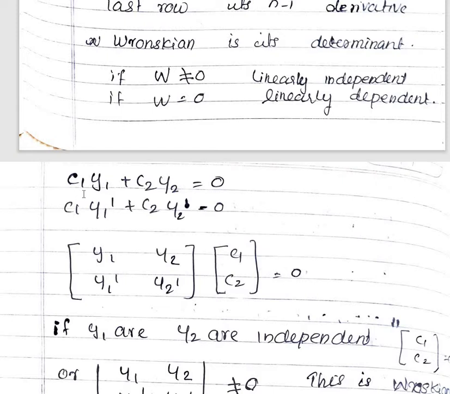In the simplest case, c1y1 plus c2y2 is equal to 0. We have to differentiate. Here there are two functions or solutions, y1 and y2, so we have to differentiate till 2 minus 1, or 1. We take its first differential. So it is c1 y1 dash plus c2 y2 dash is equal to 0. And we can write it like this: the matrix y1 y2, y1 dash y2 dash, times c1 c2, is equal to 0.